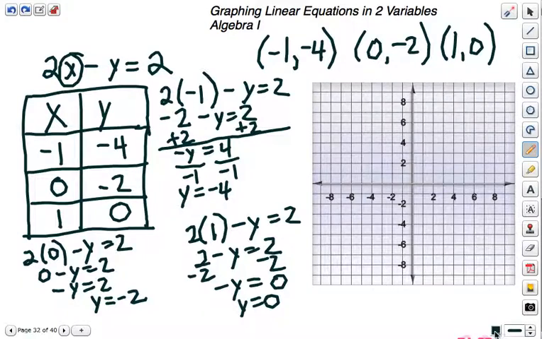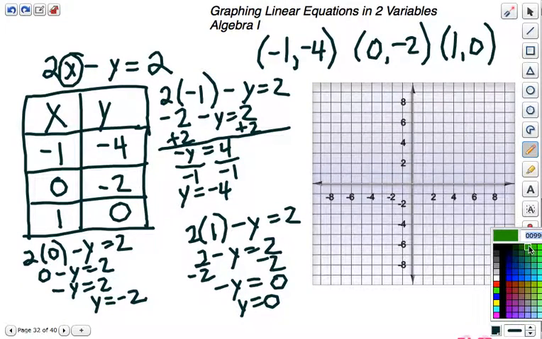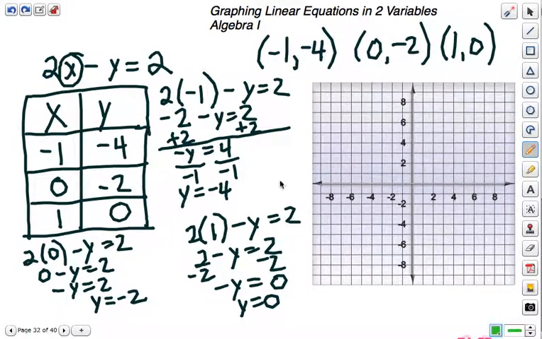Now we're going to plot those points. We start at the origin, that's 0, 0, where the x and y meet, and we're going to go to the left one and then down 4. So -1, -4. Remember the first number is the x, either left or right, and then the second number we go either up or down on the y-axis.